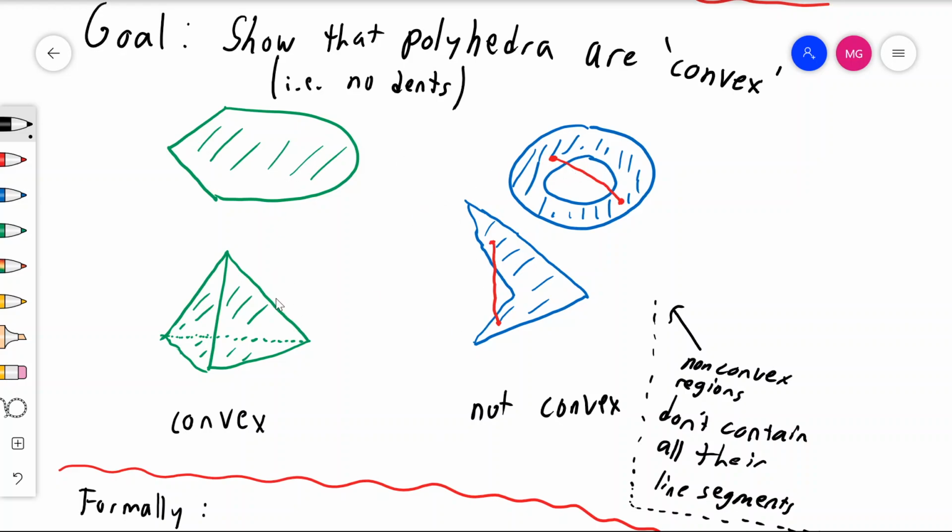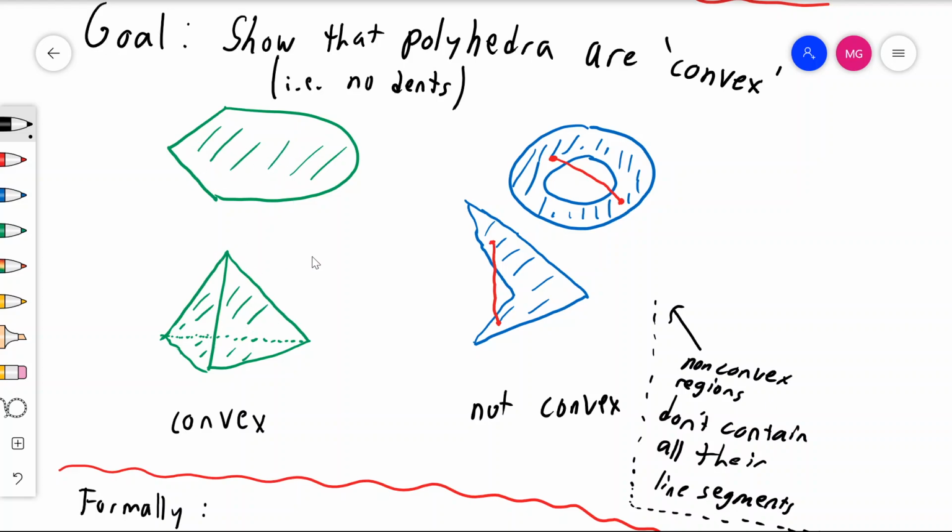That's in contrast to these 2 green shapes. This is convex because, visually you can just verify, no matter what you do, no matter which points you take, for every pair of points inside this object here, the line segment that connects them is also contained in this object.